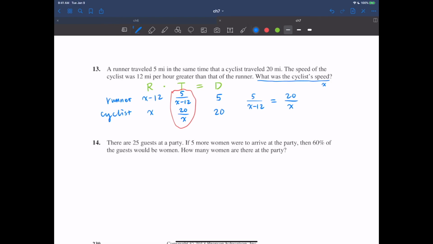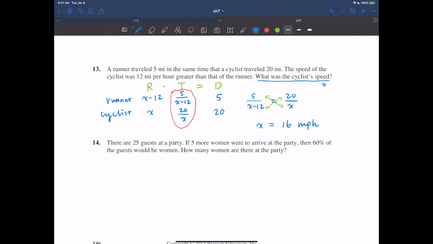Again, this is a proportion which can be easily solved by cross multiplying. So if you cross multiply and solve for x, you will get x is 16 miles per hour. And again, the key part of these questions is not about solving the equation because we already practiced enough. The key is to set up the equation, how you set up your proportions, which is very important. And that's the answer to question number 13.